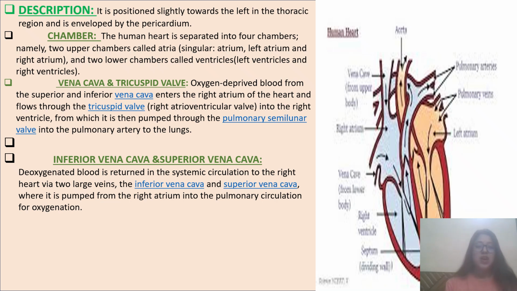Tricuspid means this, from which it is then pumped through the pulmonary semilunar valve into the pulmonary artery to the lungs. Next, what are the inferior vena cava and superior vena cava? Deoxygenated blood is returned in the systemic circulation to the right heart via two large veins, the inferior vena cava and superior vena cava. This is where it is pumped from the right atrium into pulmonary circulation for oxygenation.